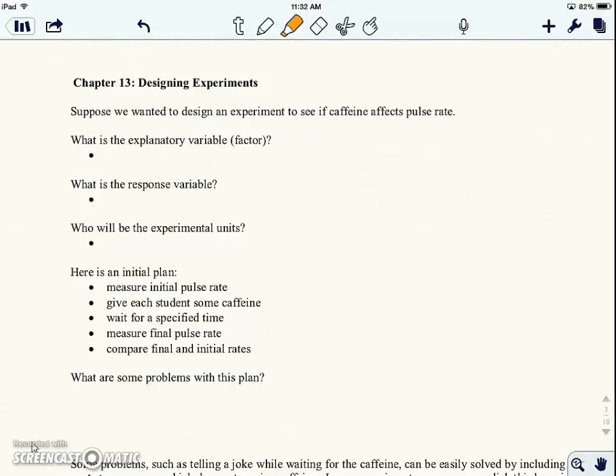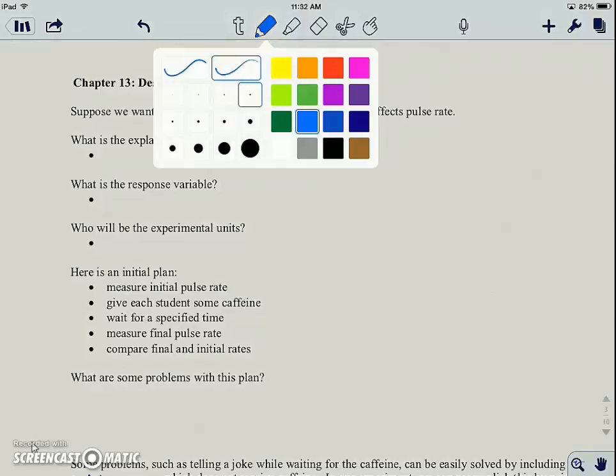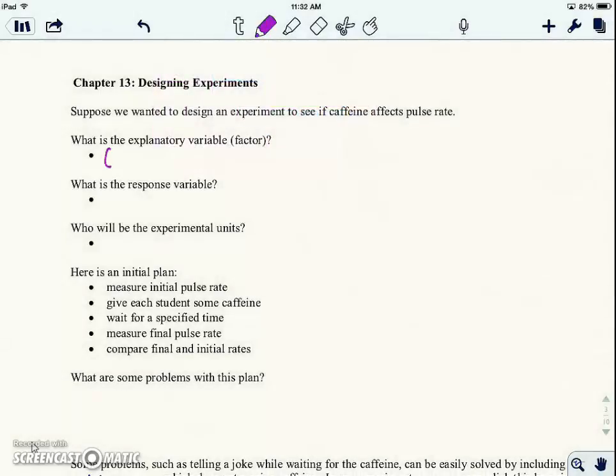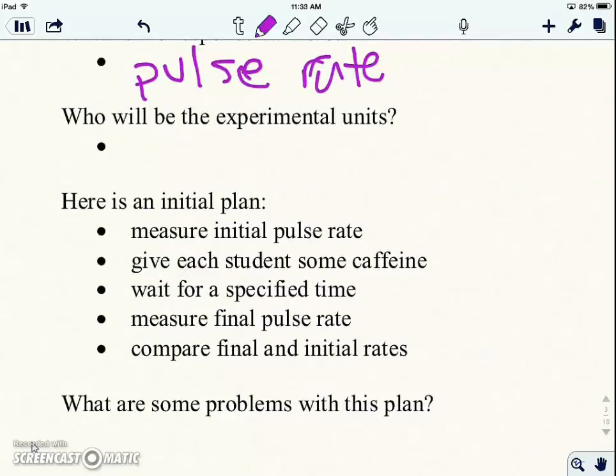Now we're going to talk about designing experiments, because you can only do so much with observations. What if we wanted to design an experiment to see if caffeine affects pulse rate? The explanatory variable would be caffeine. Okay, that is what we're changing to see if it explains the change in pulse rate. So the response variable then is pulse rate. Okay, and our experimental units, if we did it on our kids, would be the students in the class. Notice it's the students, not just the class.